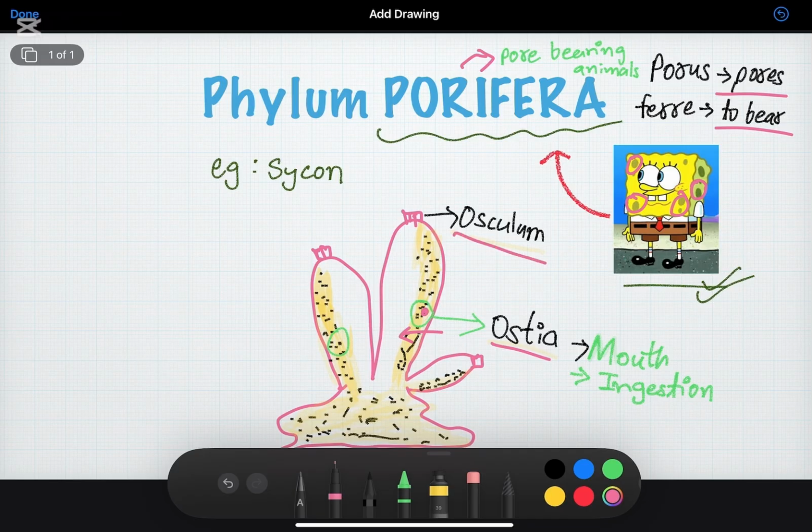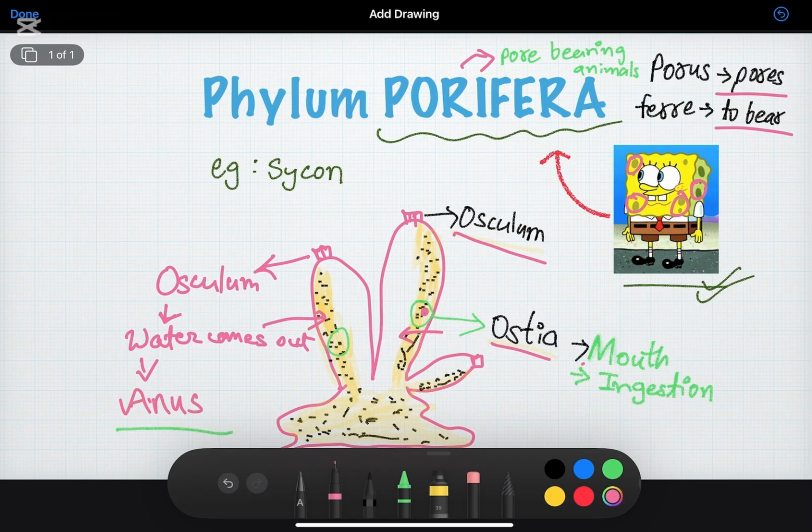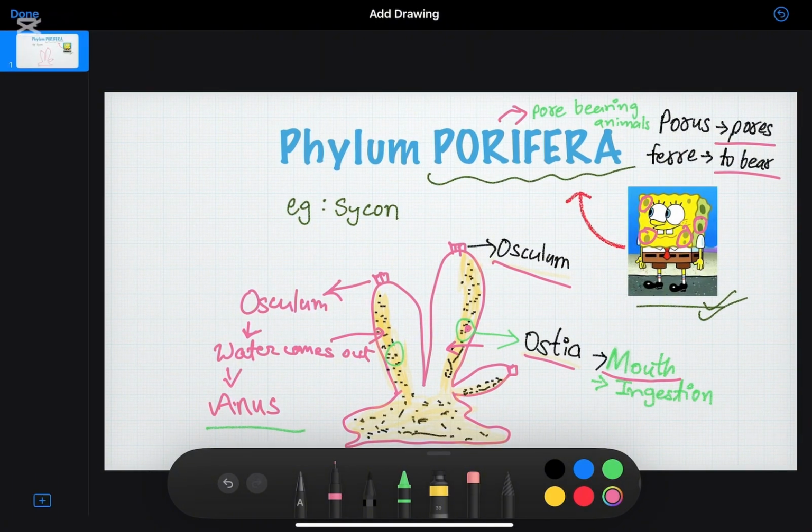What is the osculum responsible for? What are its functions? The water which goes in through these little pores, ostia, comes out through the osculum. We can also call it the anus of Porifera, and the ostia is called the mouth of Porifera. Now let's go to further information on Porifera.